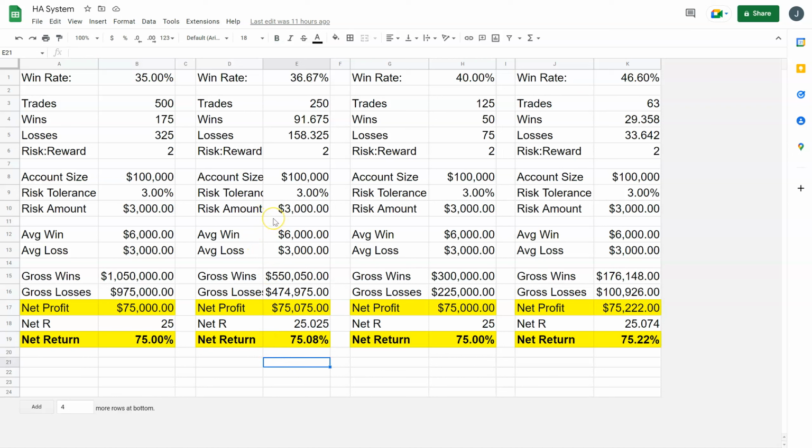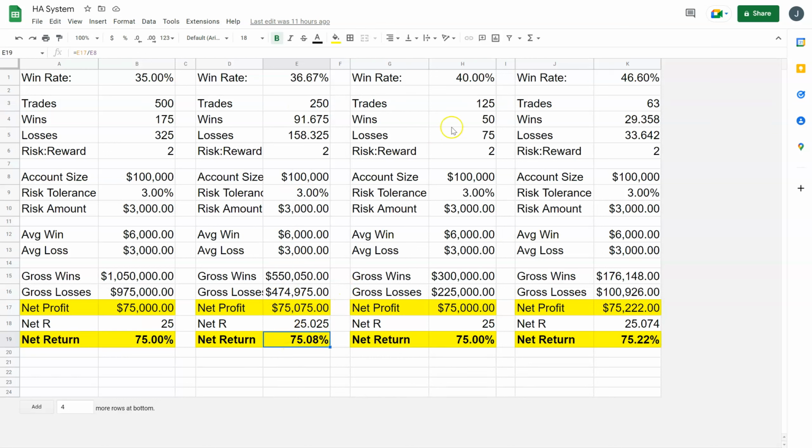Let's say that the next trader is only taking 1 trade per day, so they're being much more selective about their trades. On the surface, it seems like they'd have to win a lot more trades or be trading larger trade amounts in order to get the same return. But in fact, it's almost no difference. You can see here with 250 trades and a 36.67% win rate, literally less than 2% better than the other trader, that tiny little difference means that even though they're only taking 250 trades, at the end of the year, they also netted 25R, or roughly 75%.